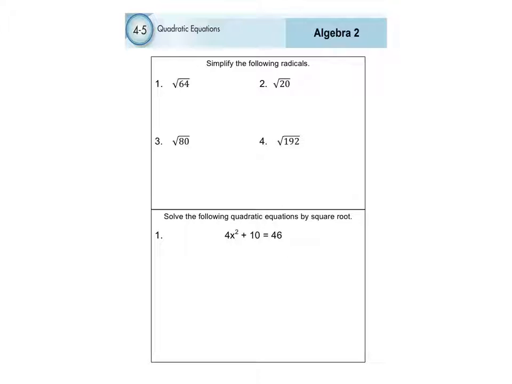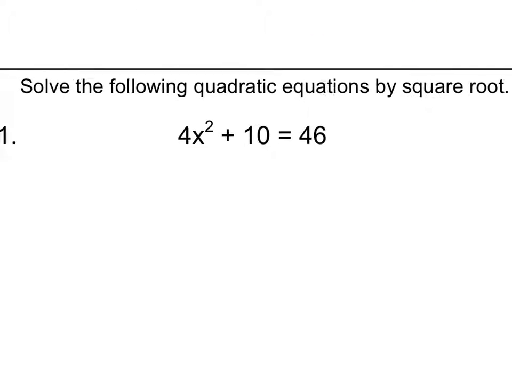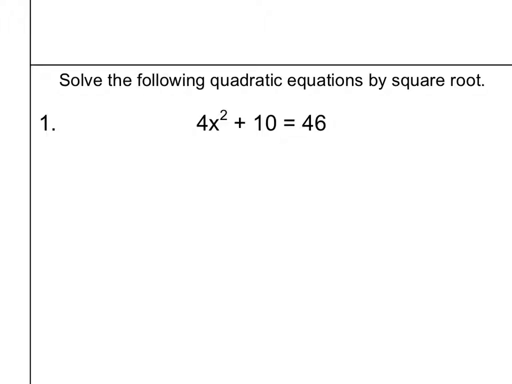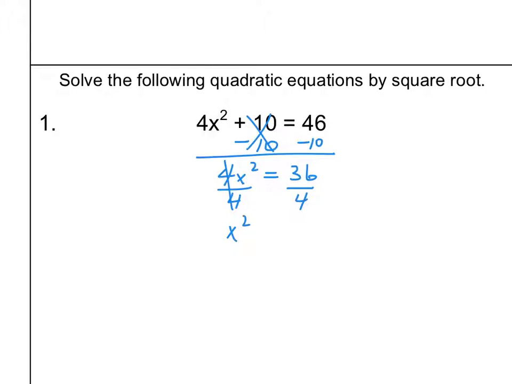Okay, so now let's take a look at an example that has a little bit more with it. As I look at this example, again, the first goal is to get x squared by itself. I don't see a b term; there's no x in there in the problem. So the first thing I have to do is subtract 10. So 4x squared is going to equal, in this case the 10s go away, 46 minus 10 is 36. And then I'm going to divide by 4. Again, I've got to get x squared by itself. The 4s cancel. I now have x squared there. 36 divided by 4 is 9.